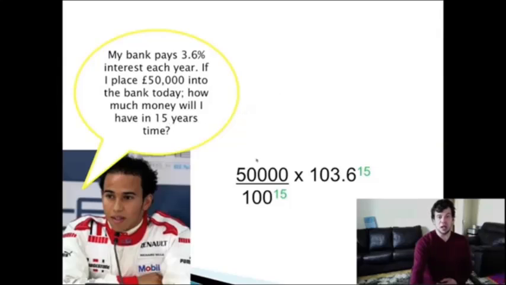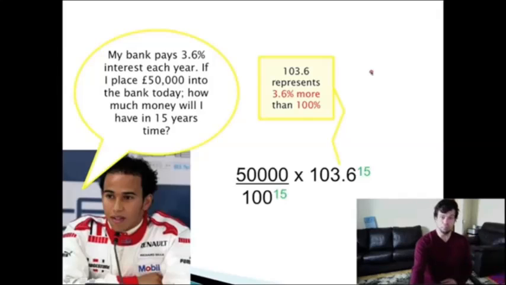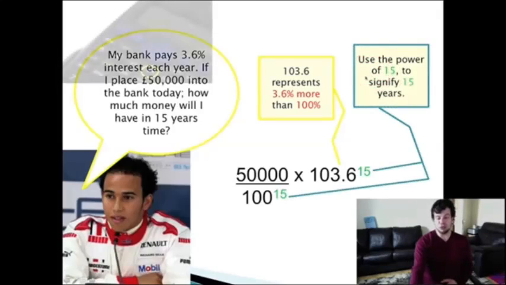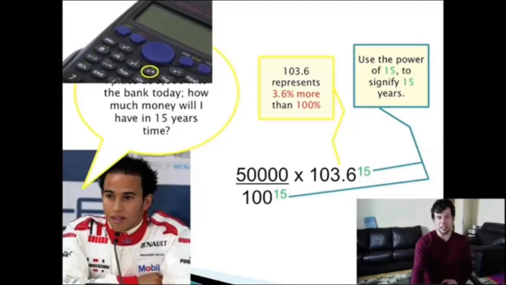And of course, do be careful with your to the power of 15, because that represents how many years we're going to invest for. To remind you, 103.6 represents 3.6 more than 100%. Interest always means that you will get more or pay more. The power of 15 represents 15 years. Punch that in your calculator.